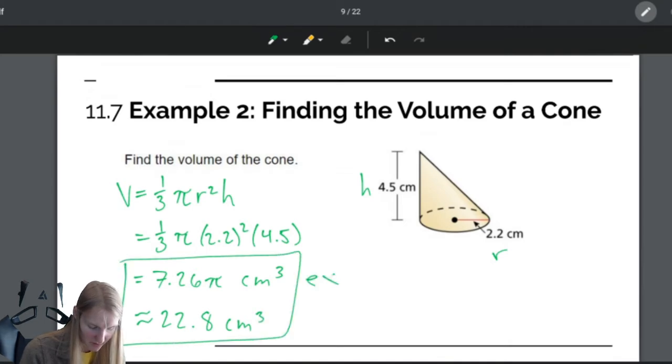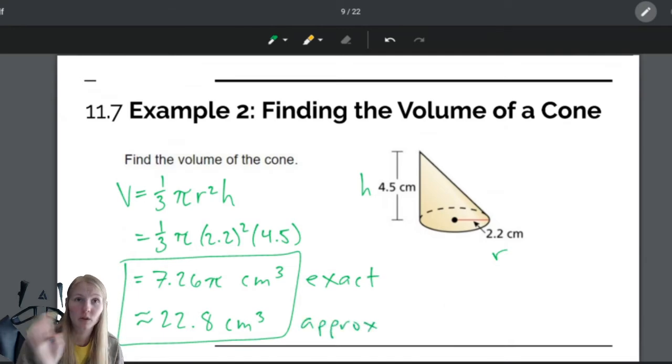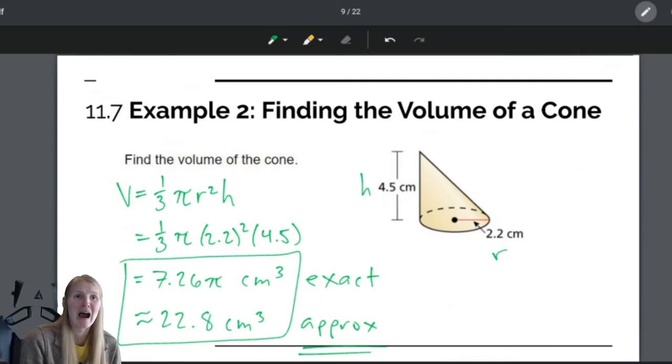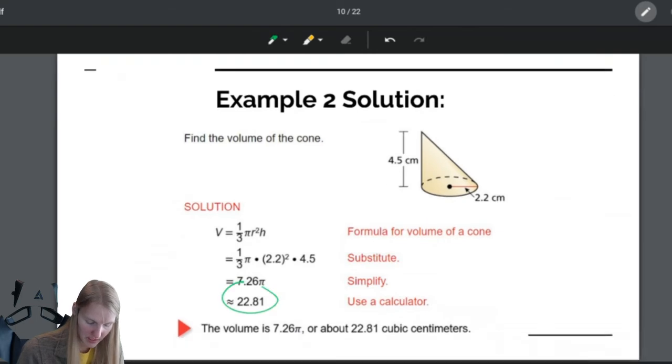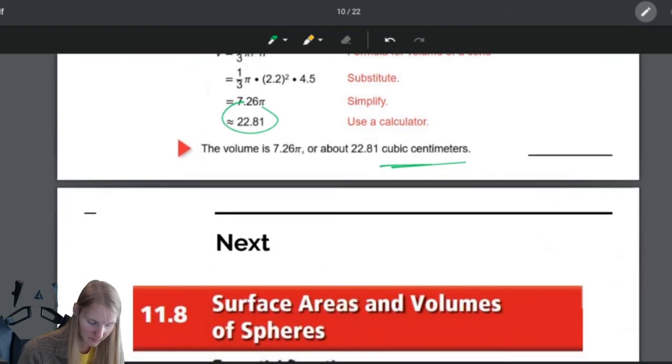Remember, both of these are correct. We just have exact and approximate. I don't care which one you put on your homework. I do not care. Remember that IXL is probably going to want the exact answer. But the approximate answer is more helpful for you, because what on earth does 7.26 pi cubic centimeters look like? I don't know. But I do know what 22.8 cubic centimeters looks like. Okay. Moving on. Let's check if we were right. 22.81 cubic centimeters. Booyah. Awesome.